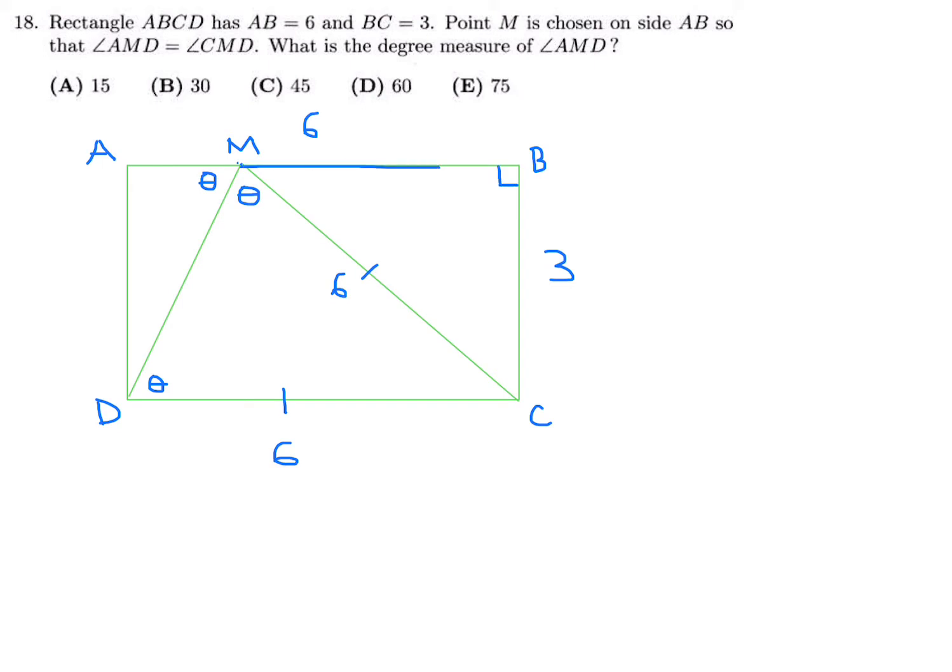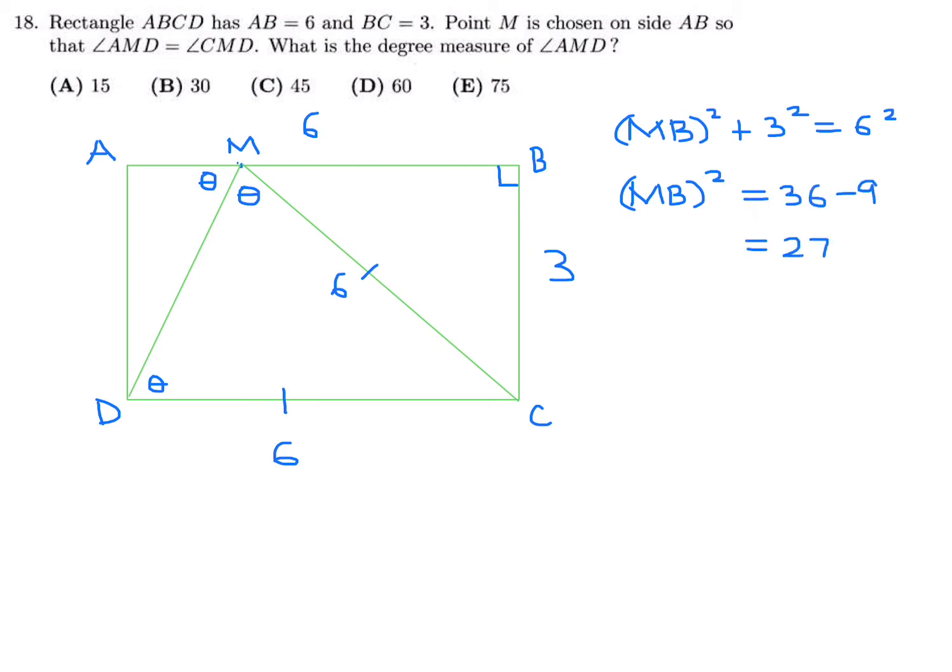And therefore, now I can figure out the length of MB using Pythagoras. So MB squared plus 3 squared is 6 squared. So that means MB squared is going to be 36 minus 9, and that's 27. So MB will be the square root of 27, and the square root of 27 is 3 root 3. Okay, let's write that there, 3 root 3.